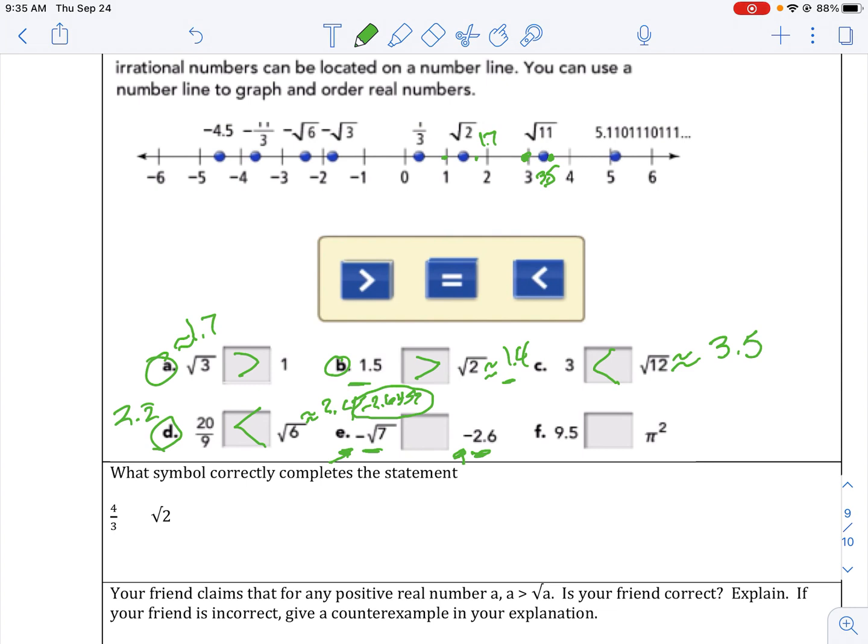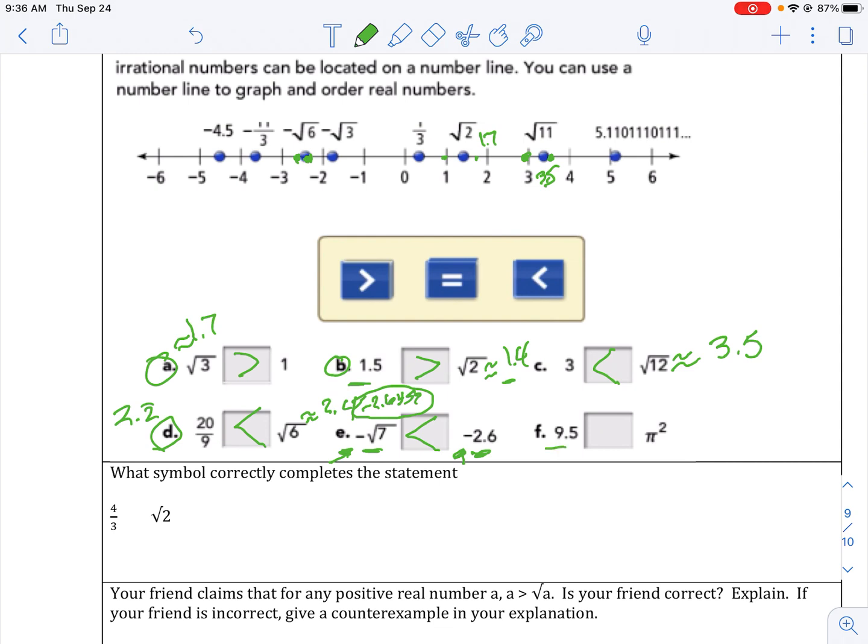Now typically, 2.64 is bigger than 2.6. But when we have the negatives in front, negative 2.6 is going to be right about here, and negative 2.64 will be a little bit further away. So negative 2.6 is further to the right on the number line, making that larger.